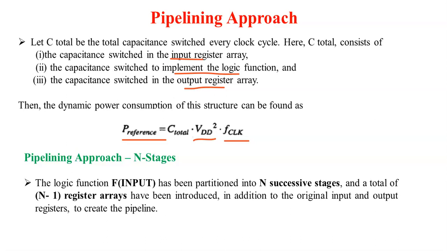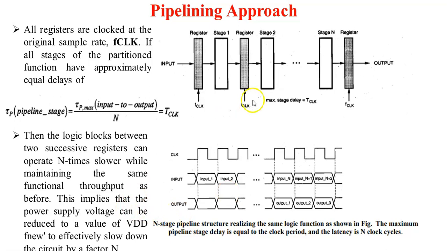Okay. Next, let us see the pipelining approach for n stages. In this pipelining approach we connect n number of logic functions in cascade with n minus 1 registers in between. In multiple stage pipelining, the input register is connected to the corresponding logic function, the output of the logic function is connected to the next register, then the next register's output is connected to the next logic function, and the output of that logic function is again connected to the corresponding register.